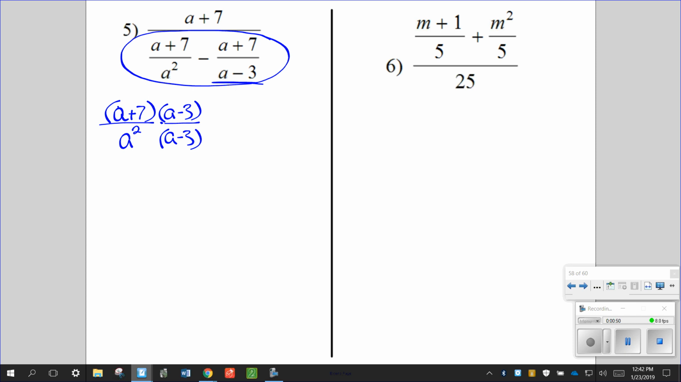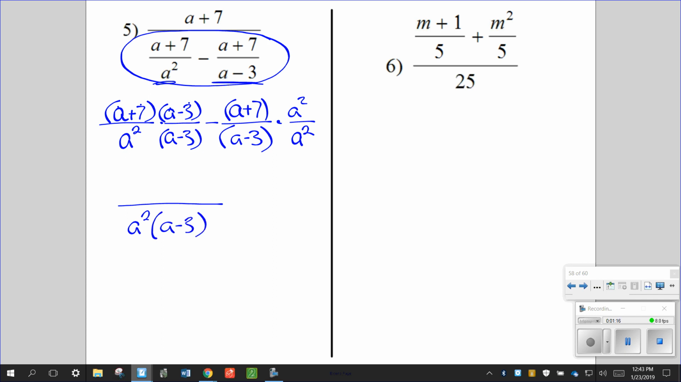You have to multiply this a by both of these terms and the 7 by both of those terms. Then minus a plus 7 over a minus 3. And now this denominator is missing this a squared, so we multiply by a squared over a squared. So in the denominator we have a squared times a minus 3. Now in the numerator, before I multiply this out, I'm going to show you a plus 7 times a minus 3 minus a squared times a plus 7.